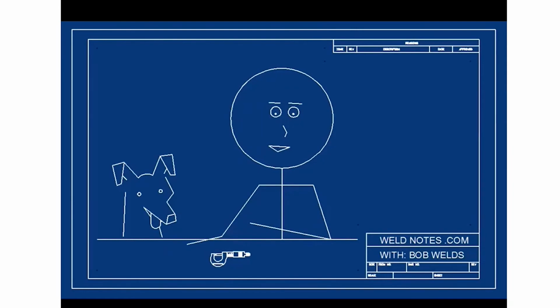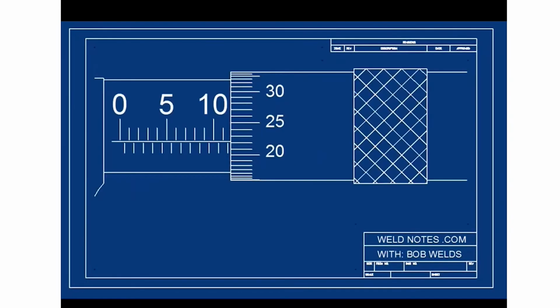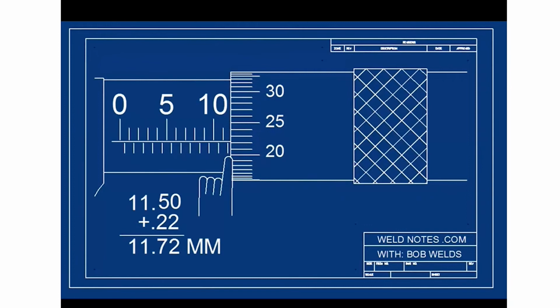Now it's trickier. Notice the half mark is showing on the barrel scale. Let's see if you can figure out what to do with that. Did you get 11.72? If so, you're really getting this. If not, you might have missed the half millimeter mark.